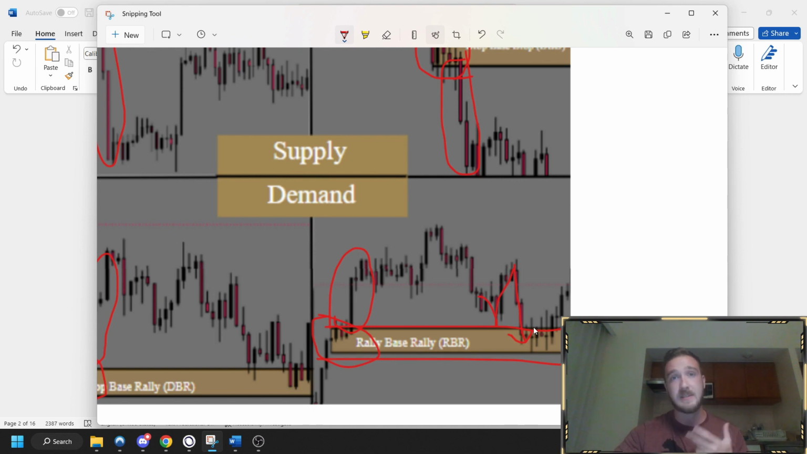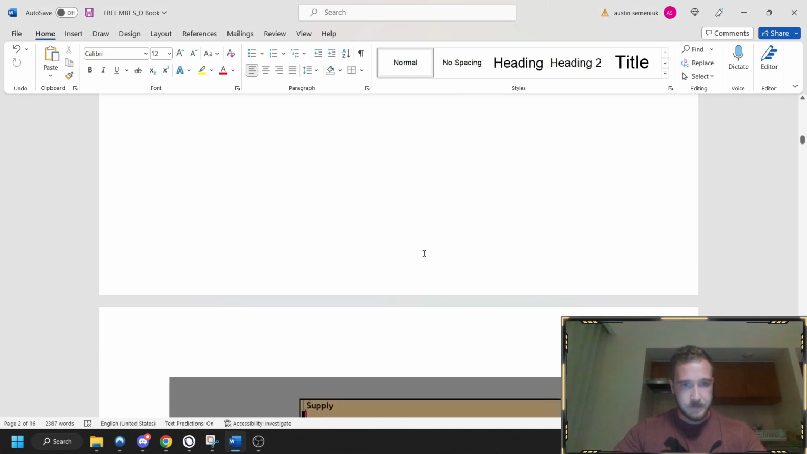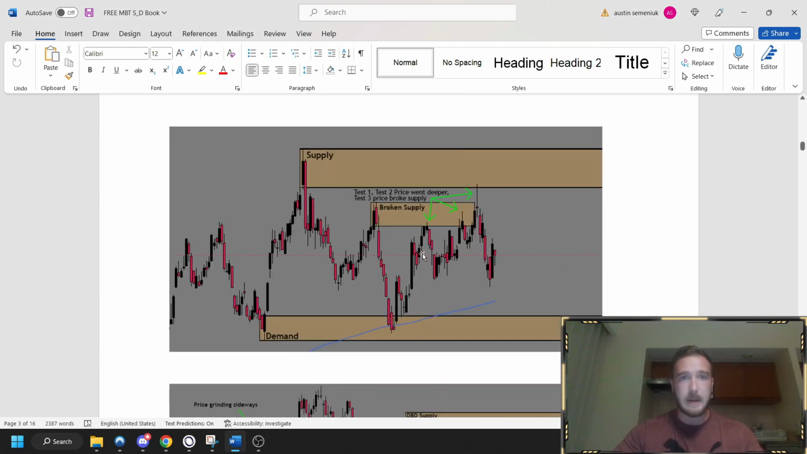All I see it as is value. Where did they see value in the market before? Clearly, they saw value here because price rallied up. So hopefully, when price returns, they will see value in it again. That is kind of the theory behind it.